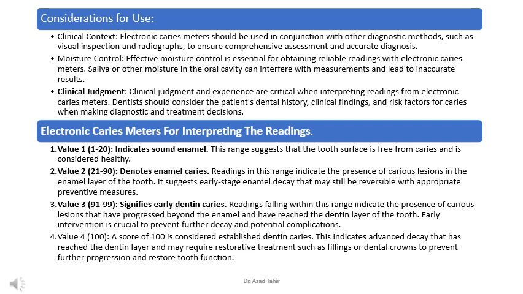In summary, electronic caries meters are valuable tools for diagnosing occlusal carious lesions, offering enhanced sensitivity and objective measurements of caries activity. While they have demonstrated good accuracy in clinical trials, careful consideration of their limitations and appropriate use in the clinical context is necessary to ensure reliable results. When used alongside traditional diagnostic methods and with meticulous attention to moisture control, electronic caries meters can contribute to improved caries diagnosis and treatment outcomes in dental practice.